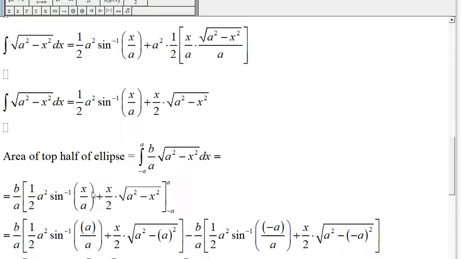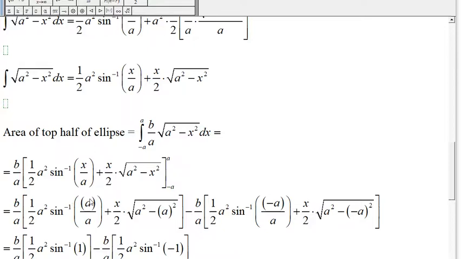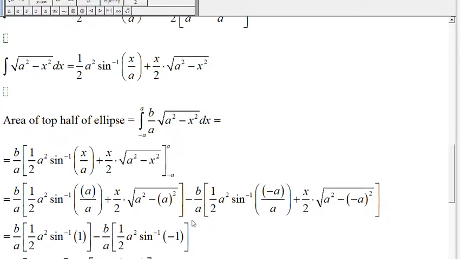So first, in the place of x, we have a. And then for the lower limit of integration, we do minus, and in the place of x, we have negative a. A divided by a is 1. A squared minus a squared is 0, so this part will be 0, and we get sine inverse of 1. Negative a divided by negative a is negative 1. A squared minus a squared is 0, so this part will be 0, and we get sine inverse of negative 1.